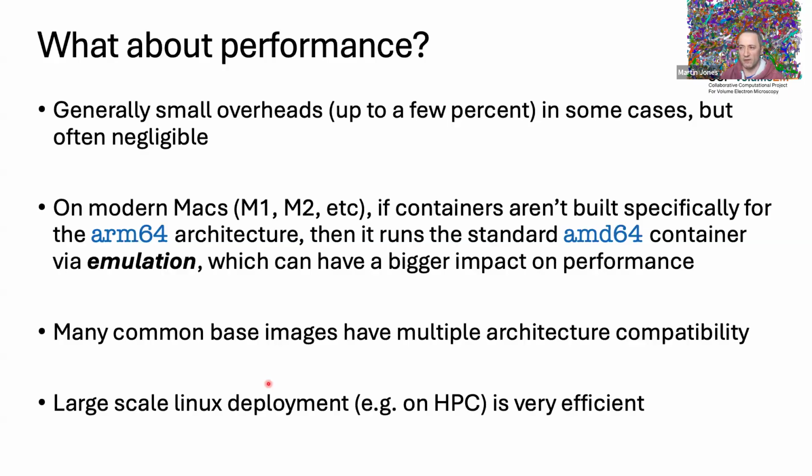The exception there is on recent Macs that have these M1, M2, etc. chips. Some container images are not built with that architecture in mind, and if that's the case, Docker Desktop will run it via something called emulation, which is another layer of virtualization which can impact the performance. But a lot of common base images have multiple architectures available in their registries. And if you're doing anything kind of large scale on HPC, then they're most likely the native Linux ones, and they'll be extremely efficient.